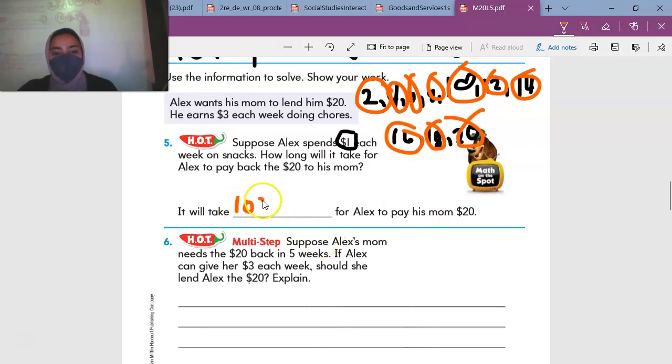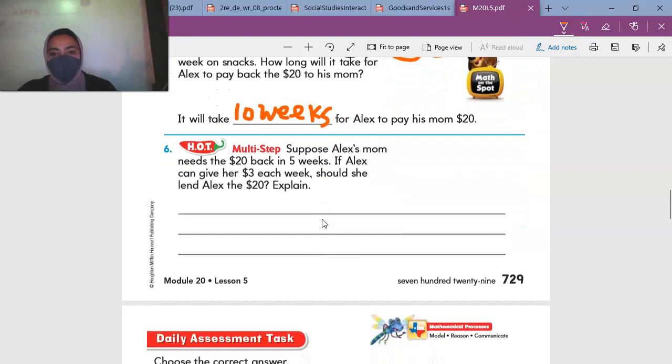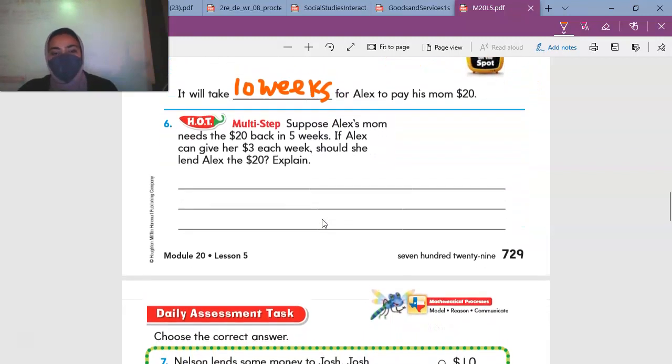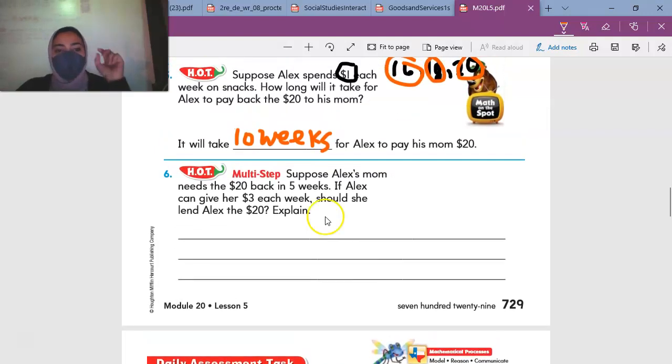10 weeks. That's too long. If I was his mom, I would not lend him $20 because that's going to take way too long to pay back. I want my money back, right? Make smart choices when lending money. All right, let's move on.